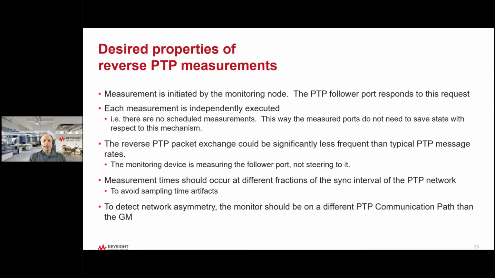The measurement times should occur at a different fraction of the sync interval, so as to avoid sampling time artifacts. We don't want this to be synchronous with the sync interval. And to detect network asymmetry, we recommend having the monitor on a different PTP communication path than the GM, or potentially having multiple monitors on different paths to measure this from different perspectives.